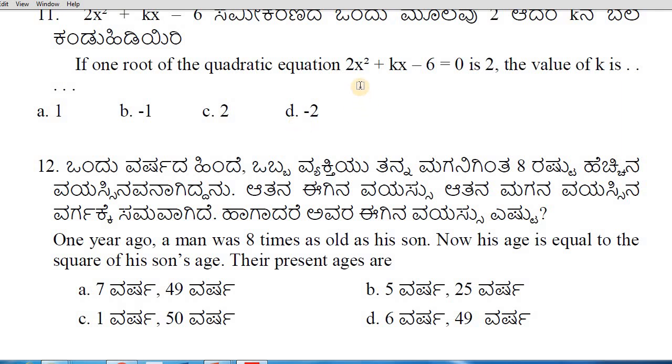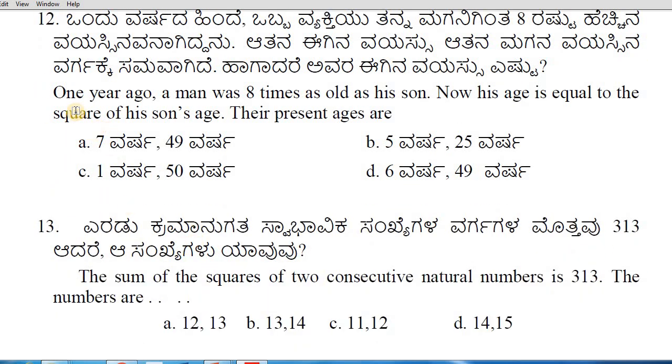Children, the given equation is a quadratic equation. You know that a quadratic equation has two roots, meaning two solutions. So one solution is given, that is 2. They are asking to find the value of k. So to find the k value, substitute 2 in this equation, and you will get the answer. Hence here the correct answer is B, minus 1.